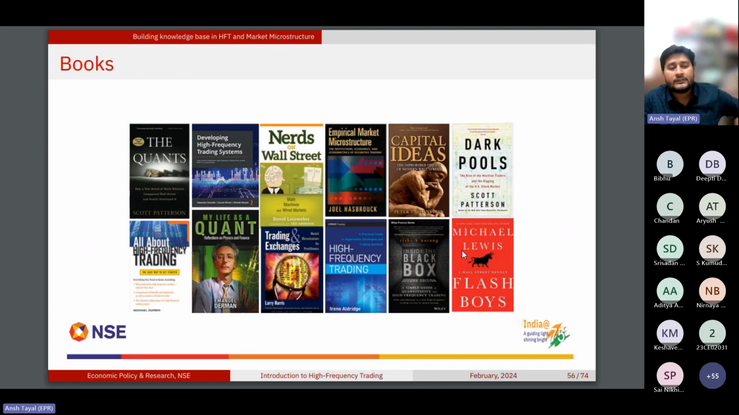Now coming to some of the books, this is of course not an exhaustive list, but some of the books that I found interesting. Flash Boys, for example, the one I was talking about. Then there's Dark Pools, which is on a similar topic, and Capital Ideas, a book that tells the story of how ideas from academia came into the corporate world in the late 1900s. Then you have My Life as a Quant, a combination of textbook as well as storybook. Emanuel Derman was one of the first physicists to move to the finance field, and the book covers his journey. Similarly, Nerds on Wall Street is about math, machines, and wired markets. So explore these books as well.